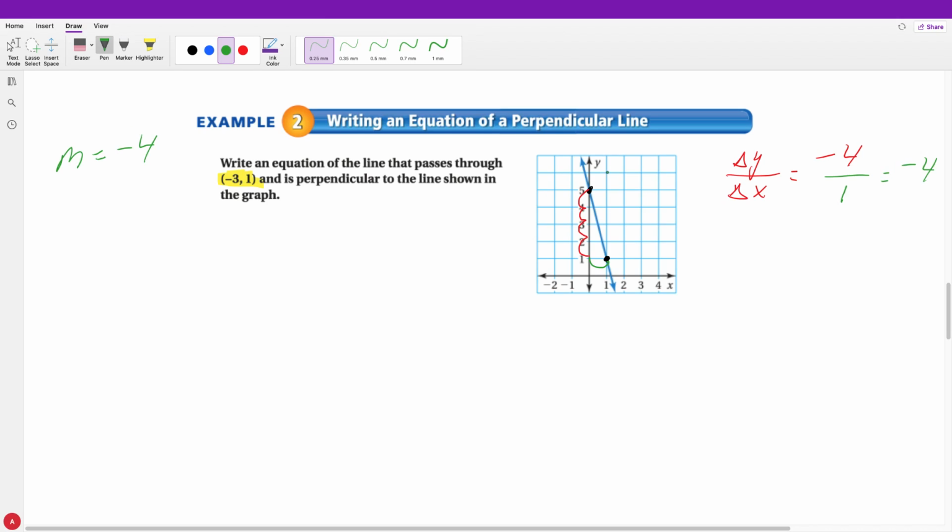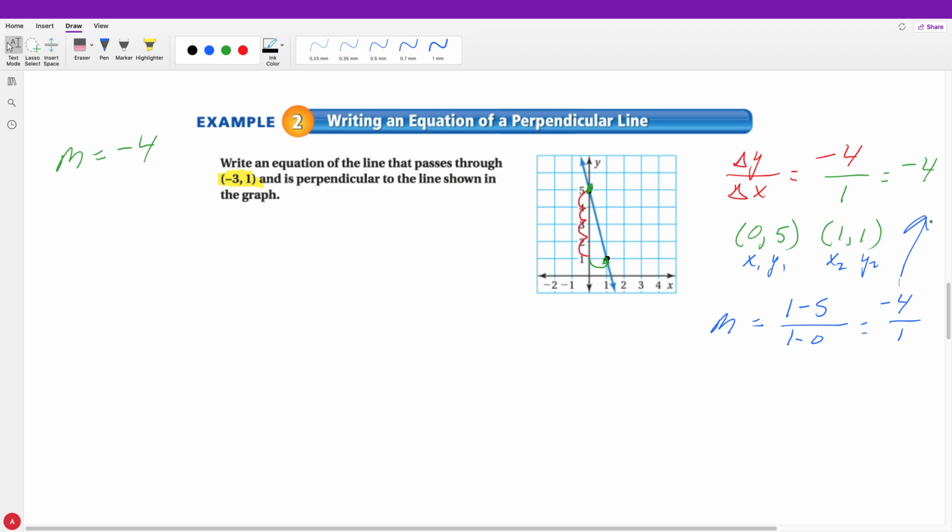Or we could have picked these points, and we can see that this has a y-intercept of 5, so it's the point 0, 5. And here we have a point of 1, 1. And we could have then said this is x1, y1, x2, y2. We could have plugged it into our slope formula, so we could do 1 minus 5 over 1 minus 0, which is negative 4 over 1, which gave us the exact same slope. Doesn't matter which way you do it.